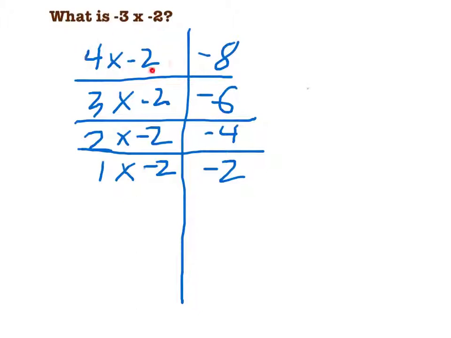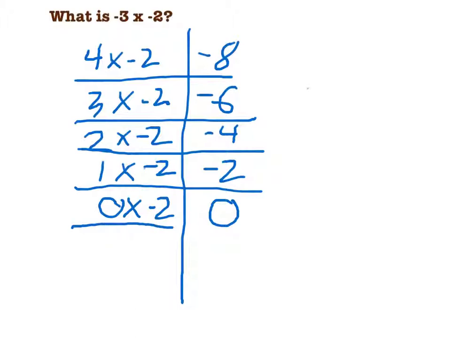4 times negative 2 we know is negative 8. We just did 3 times negative 2, negative 6. 2 times negative 2 is negative 4. 1 times negative 2 is negative 2. Then, if we do 0 times negative 2, that should be straightforward enough. That's just going to be 0. We can start to think about where our pattern is going.